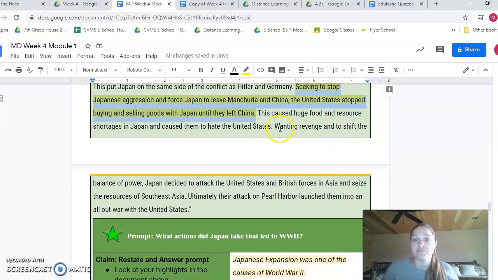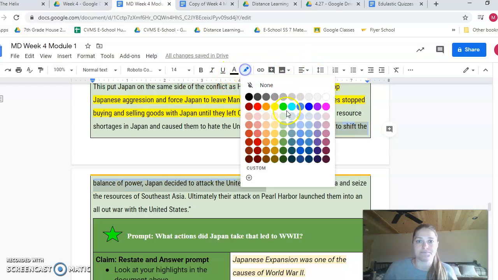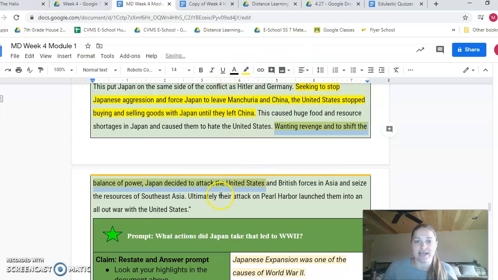So they wanted revenge and shifting the power. So they decided to attack the United States. Actually, this entire thing. I don't like highlighting multiple things, but let's start here. And their attack on Pearl Harbor launched them into an all-out war. So these are 3 pieces of evidence that you could use.